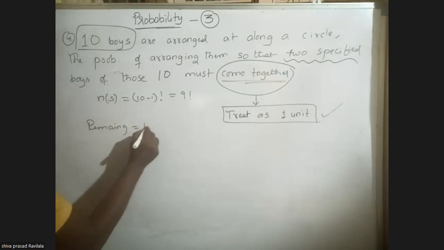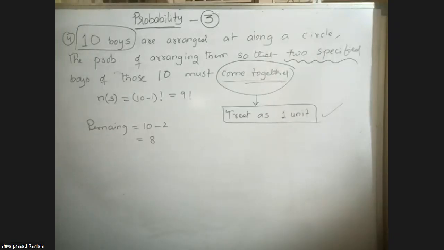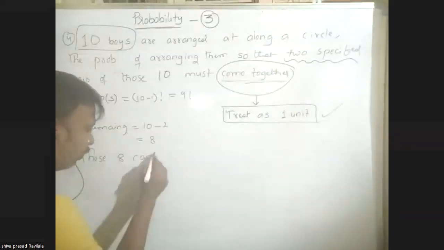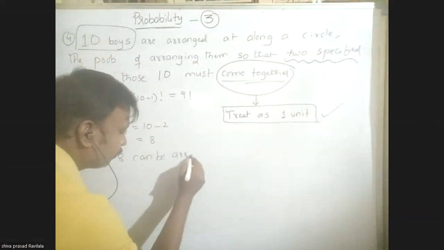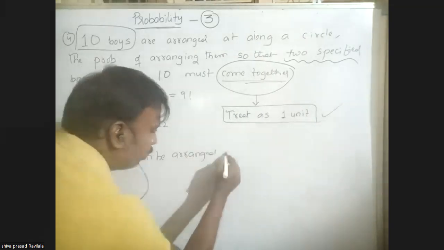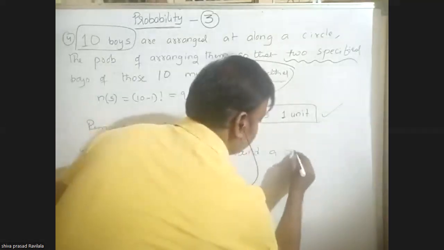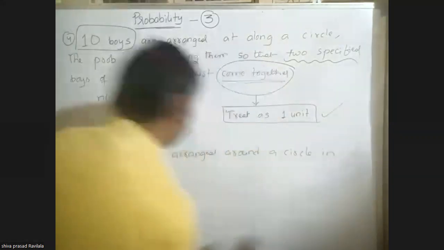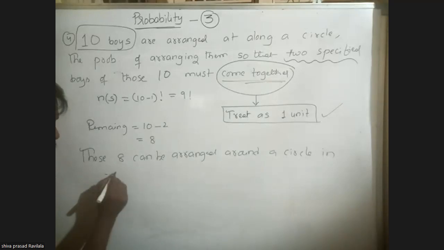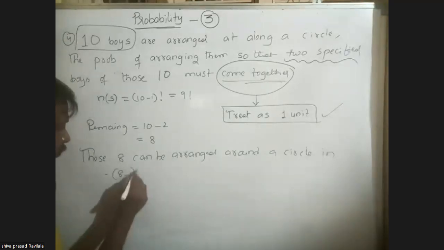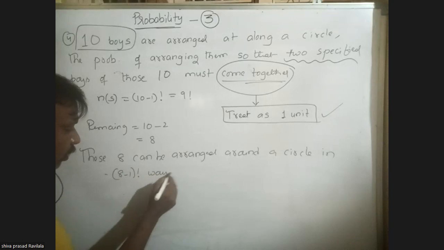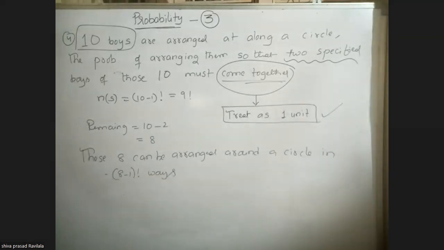Remaining means 10 minus 2, that is equal to 8. These 8 can be arranged around a circle. That's why I'm writing total matter. Around a circle in how many ways? In 8 minus 1 factorial ways.